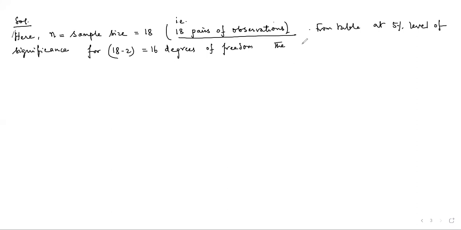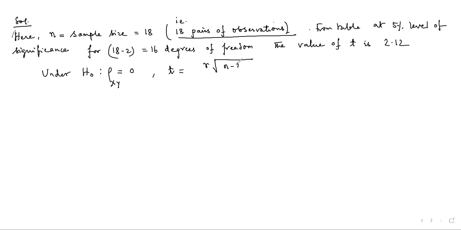the value of t is 2.12. Okay. Now, under the null hypothesis H0, which is rho xy equal to 0, we already know that the t statistic is given by r times the square root of n minus 2, divided by the square root of 1 minus r square. Here r is the correlation coefficient between the two variables x and y, and this follows t distribution with n minus 2 degrees of freedom.